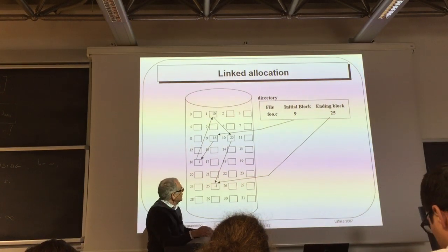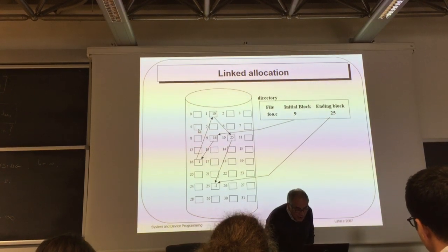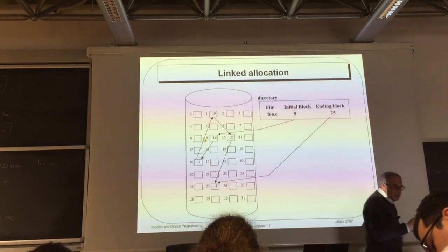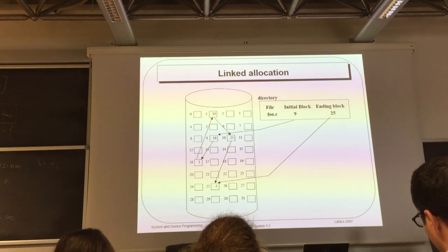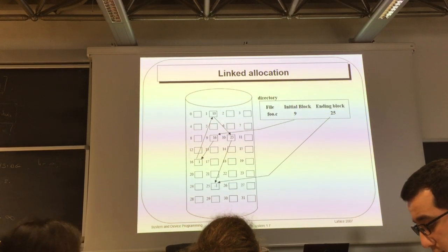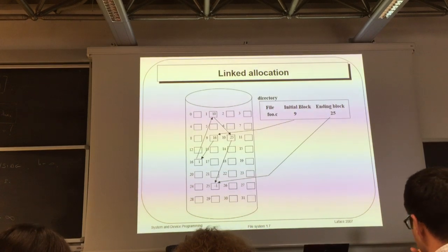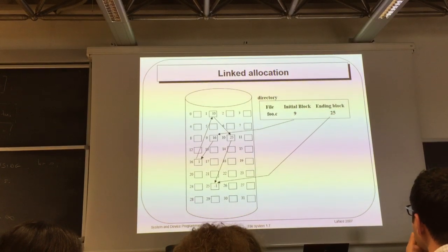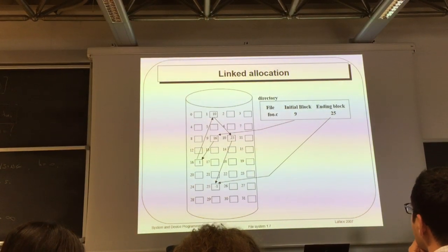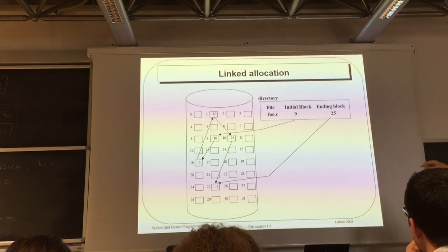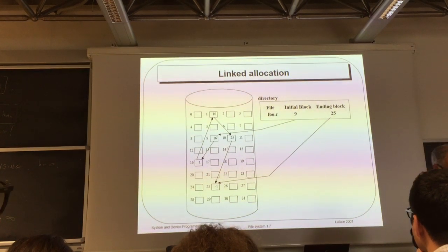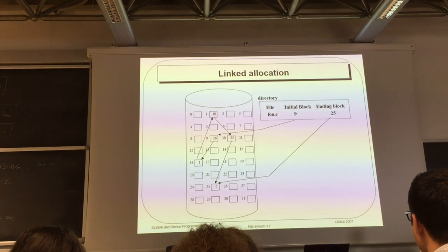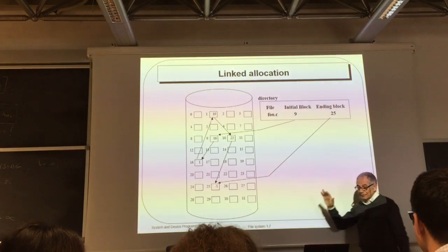And second, what happens if this link is lost because you have a problem with this block? Of course, you cannot reach the rest of the blocks of the file. And since we imagine that also the free list of the block is done in this way, of course, if something happens to one block of the free list, the free list is lost, or most of the free list is lost. So this is not a good idea.